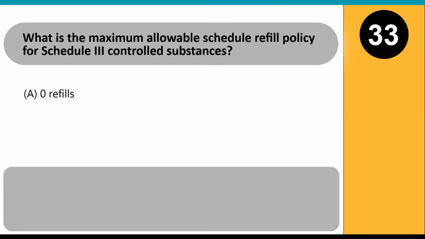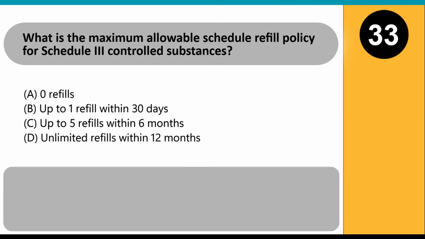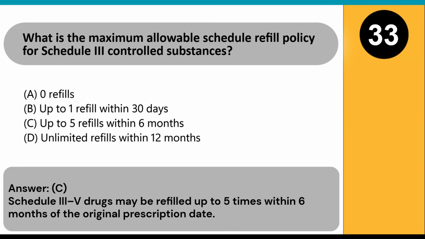What is the maximum allowable refill policy for Schedule 3 controlled substances? A. 0 refills. B. Up to 1 refill within 30 days. C. Up to 5 refills within 6 months. D. Unlimited refills within 12 months. Answer: C. Schedule 3V drugs may be refilled up to 5 times within 6 months of the original prescription date.